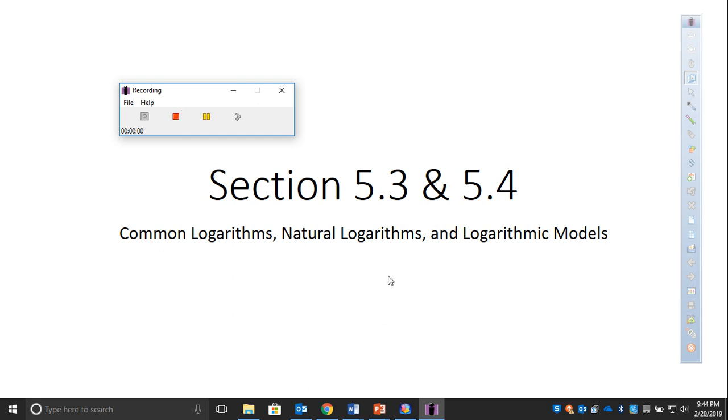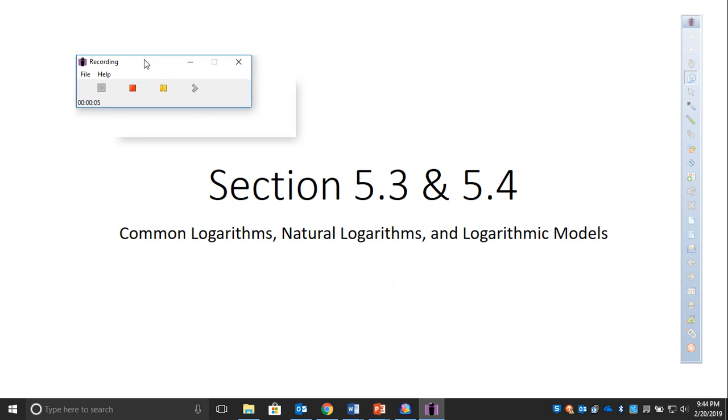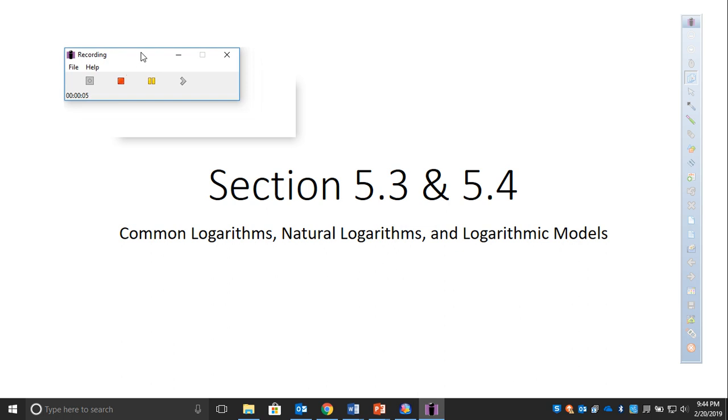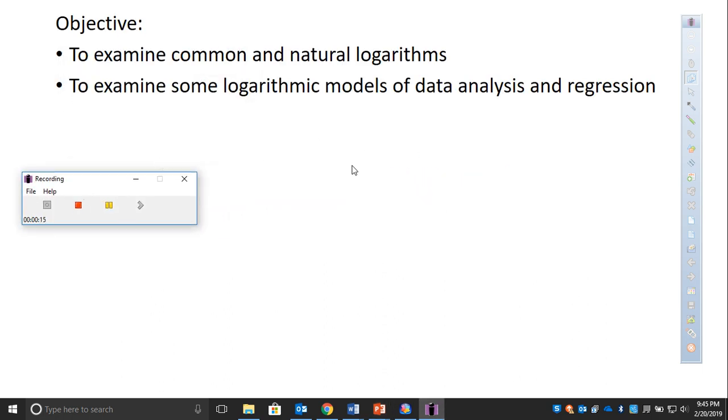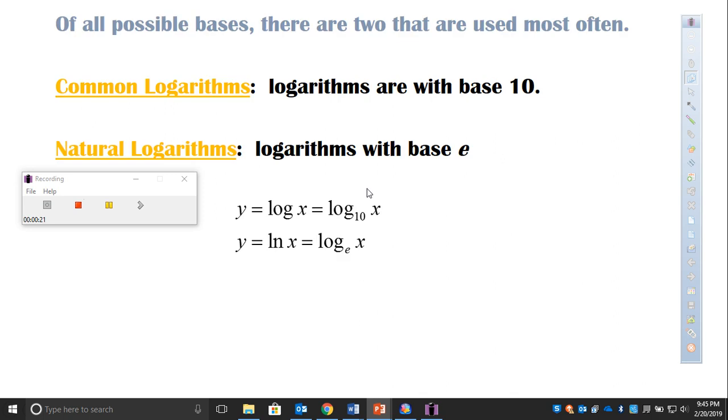All right, we're going to be moving along with logs today, more logarithms like we did before break, but we're working with common logs and natural logs today and some log models that we'll get into as well. So there's our objective, like I just said, common logs, natural logs. We've got to figure out what those are first, and then that'll help us solve some different types of problems.